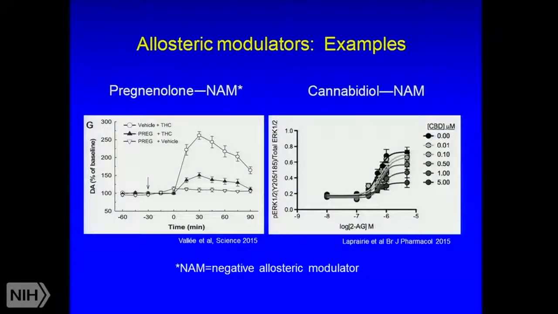Another interesting example of an allosteric modulator is cannabidiol. We'll hear a lot more about cannabidiol. It's a very fascinating molecule that has lots and lots of targets, one of which seems to be CB1, as a negative allosteric modulator. This is another experiment looking at ERK activation by increasing concentrations of 2-AG, and you can see that increasing concentrations of cannabidiol or CBD progressively decrease the activation here.